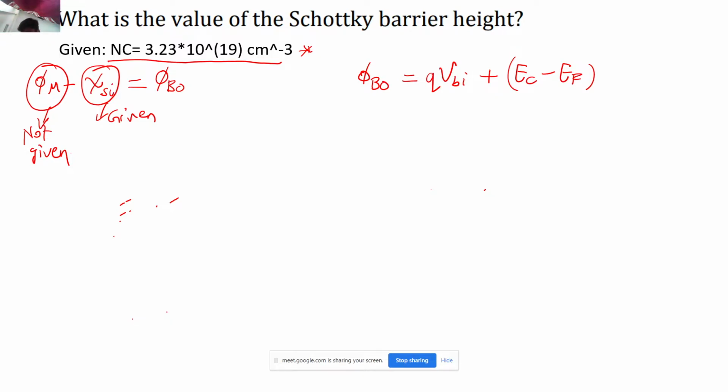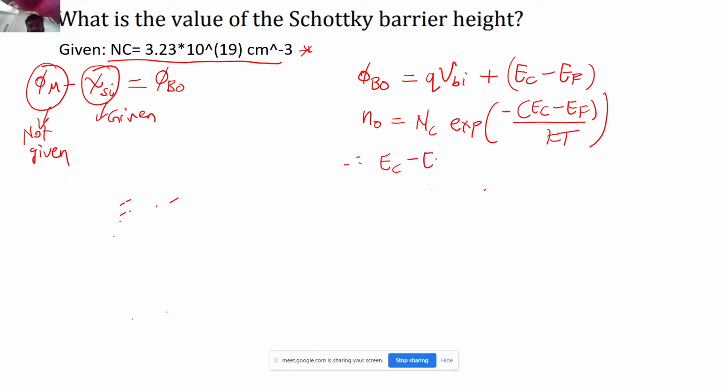So now you must know this from the very initial lectures, that the n0 concentration varies with Nc as exponential to the power minus of EC minus EF by KT. Now, EC minus EF, and I am dividing it by q for simplification in the calculations, will be KT by q ln of N naught by NC. N naught will be the dopant concentration ND, because this ND will be much higher than the intrinsic electron concentration, right?